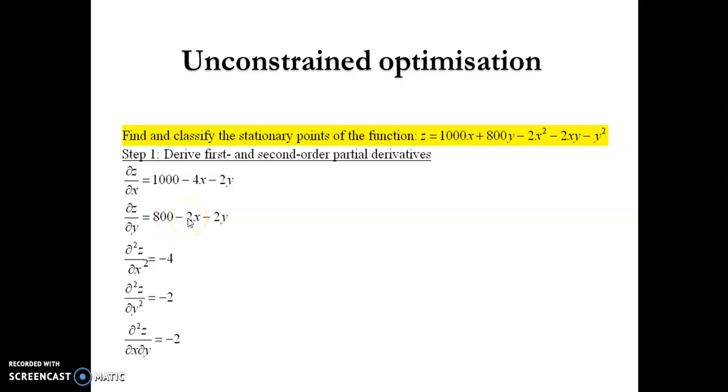You don't deal with it here, but perhaps in a pure math course you'd hear about Young's theorem, where your cross partials are always going to be the same. So you have just got one cross partial, because both cross partials are in fact minus 2. So that is your first step.